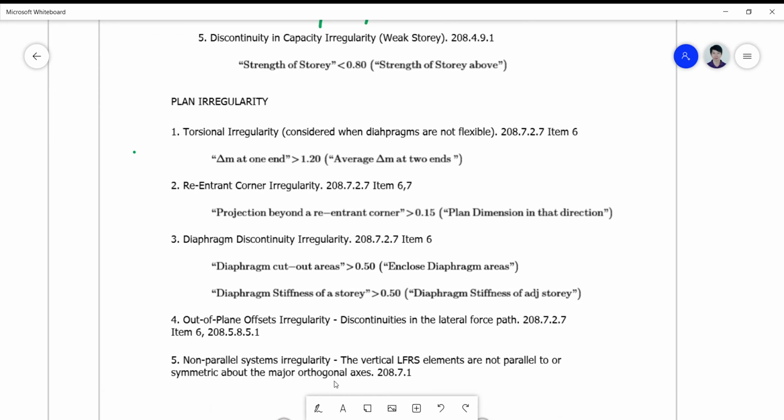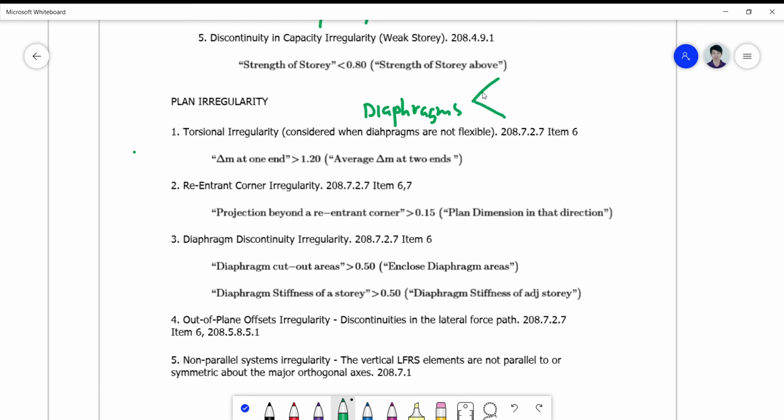By the way, I forgot to... I think this is misspelled. So this is diaphragm. Okay. So I forgot to tell you a while ago that aside from having a slab system, we have to take note that diaphragms here may be flexible or rigid. Okay.